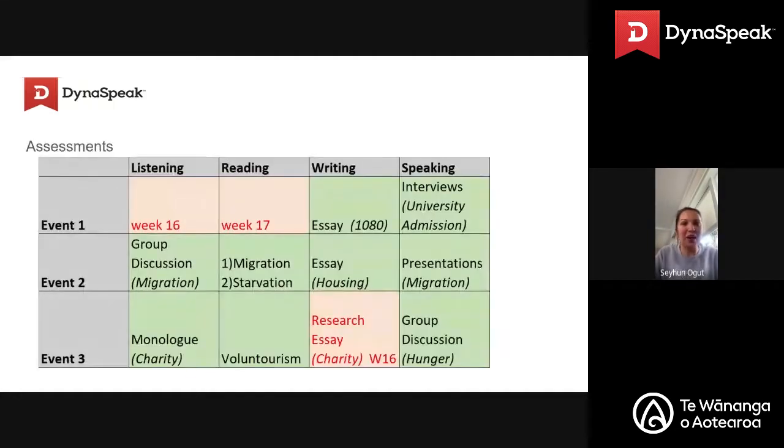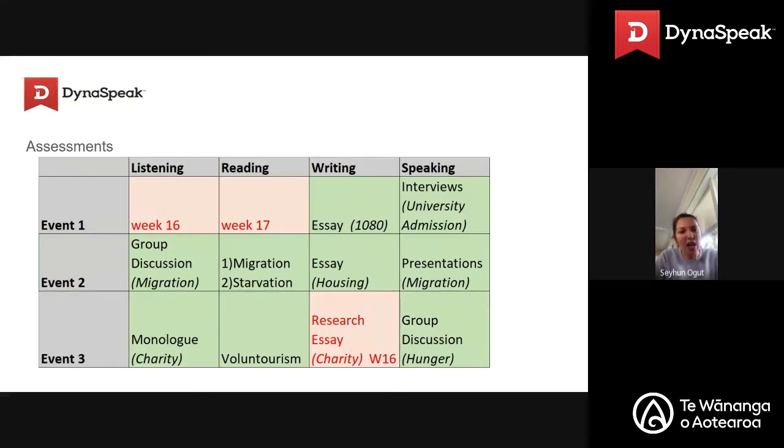Okay, now we are going to talk about the assessments. You can see from this table, these are all the assessments that we have. We would usually have the assessments in 3 weeks: event 1 in week 6 in a regular schedule, event 2 in week 11, and event 3 in week 16, which is next week. But in the online teaching conditions, we had 1 assessment per week. Sometimes we had 2 assessments per week as well.